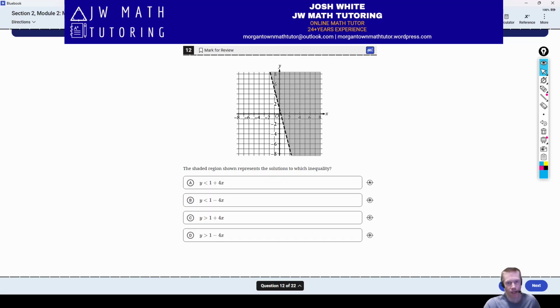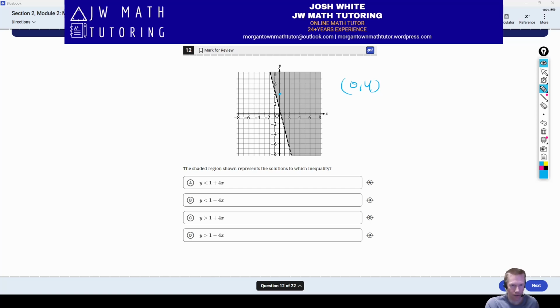All right, next up, we have a linear inequality. It gives us the graph, and it wants to know basically what the equation is for this. So there's multiple ways you could do this. One way to do this, might not be the fastest way, but one way I would do this is I would say, okay, 0, 4 is in the solution set to this.